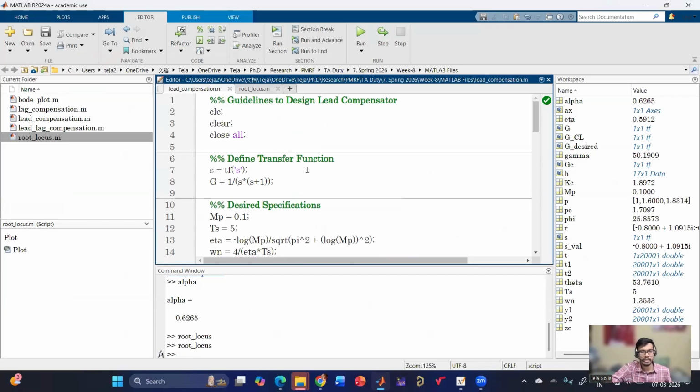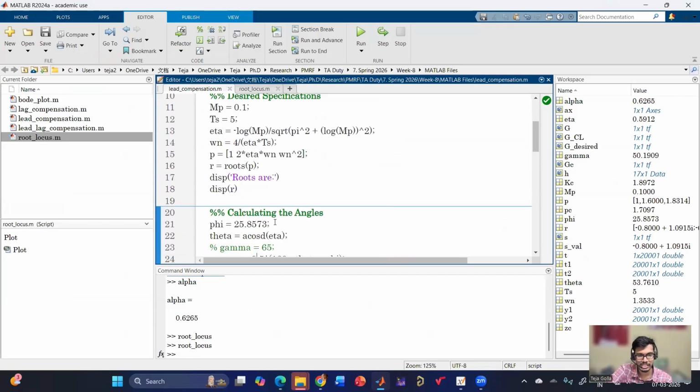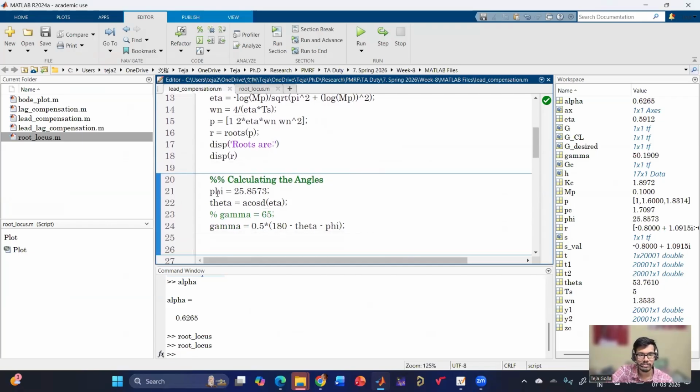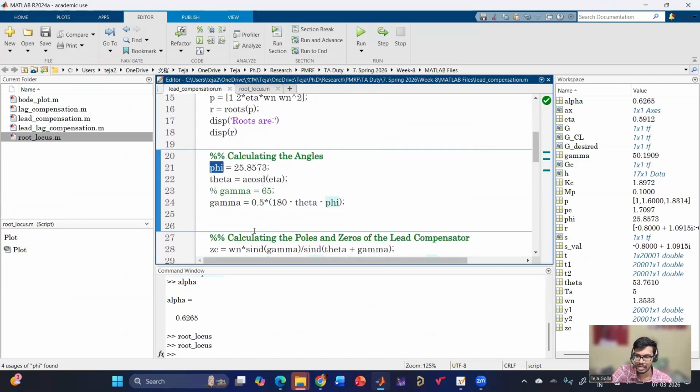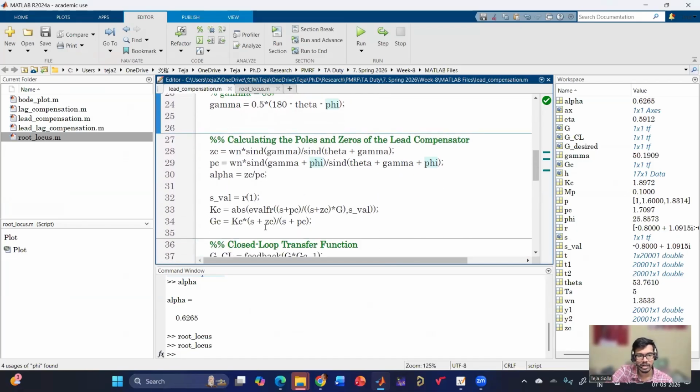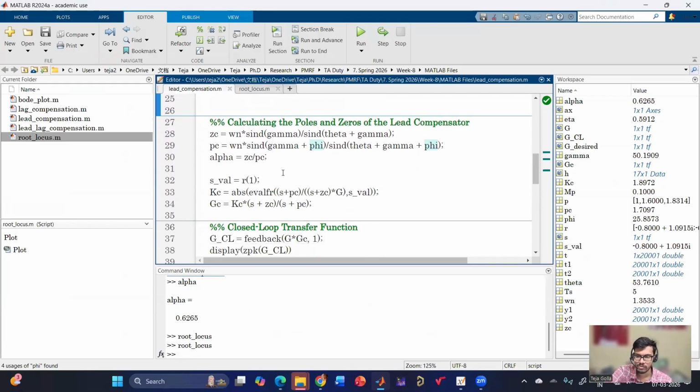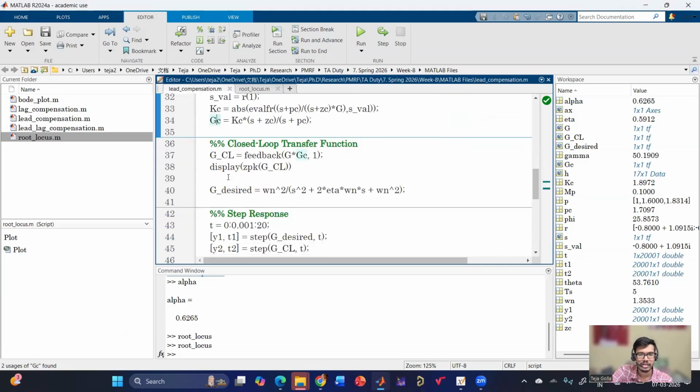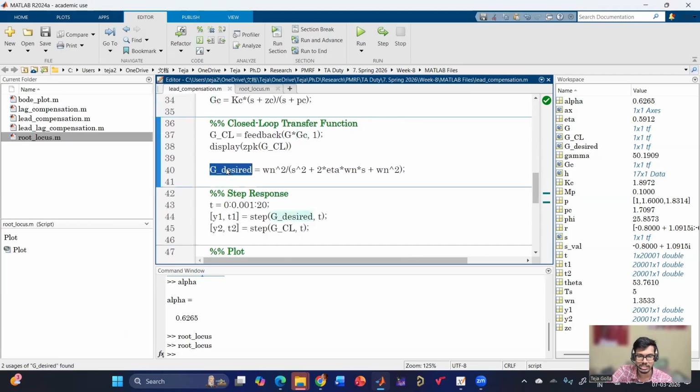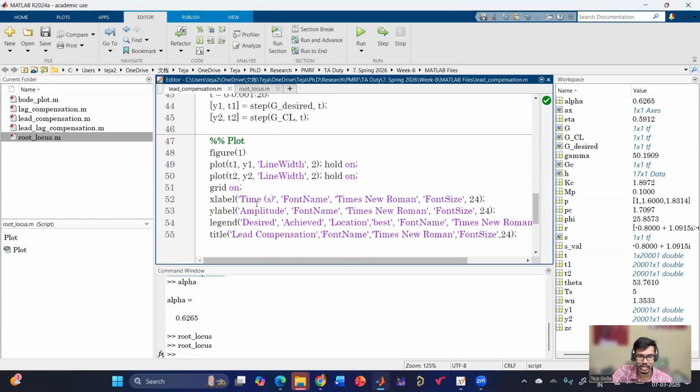So at the beginning, I'm trying to clear the workspace as well as the command window. Then I'm defining the transfer function as well as the desired specifications. For calculating the angles, first I have to give the input phi, which I'll be calculating. And then theta and gamma are calculated accordingly. Then for ZC and PC, I have used the formulas that sir has given in the slides. I have also noted them down in the notes so that you can refer to them. And then from the gain criteria, I can get KC. From there, I can get GC. Now I can get the closed loop transfer function as well as the desired transfer function, and then I can calculate the step response.